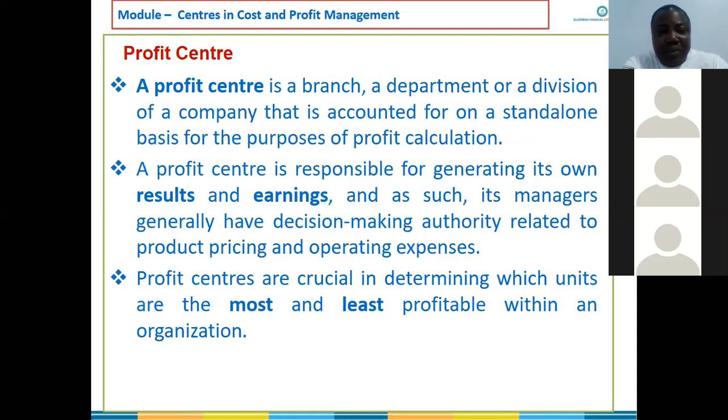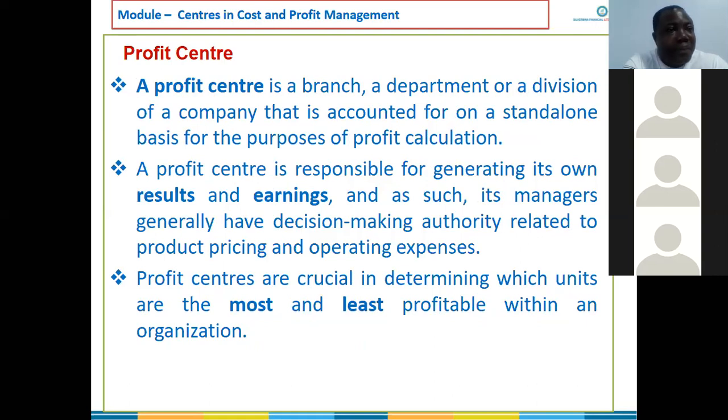Let's go back to the profit center. So it's a department or a division of a company that is accounted for on a standalone basis for purpose of profit calculation. So basically, if you have the marketing department going to make marketing to your client or potential clients, in order to bring money or to bring sales into the business, then this could also be regarded as the profit center.